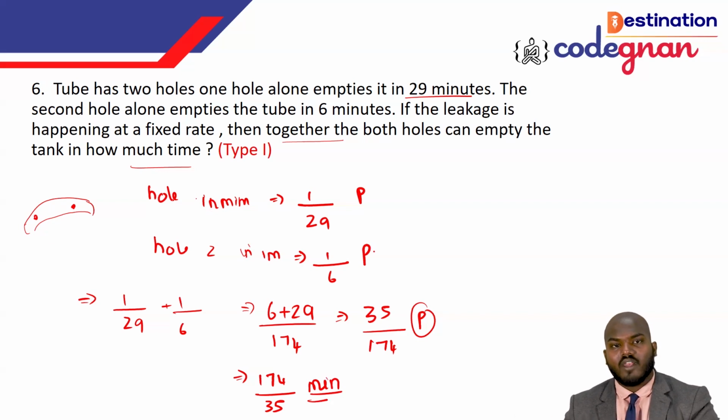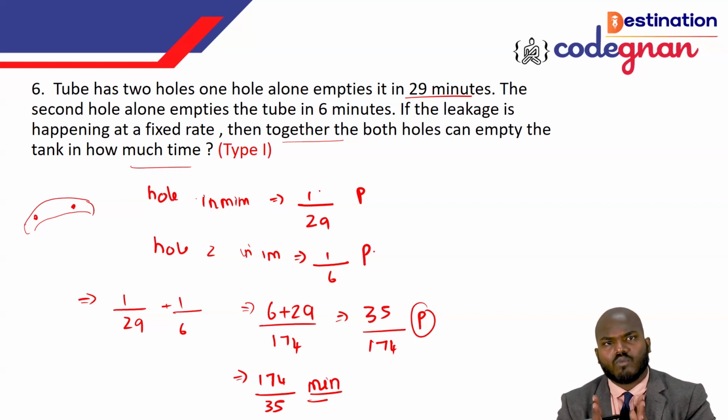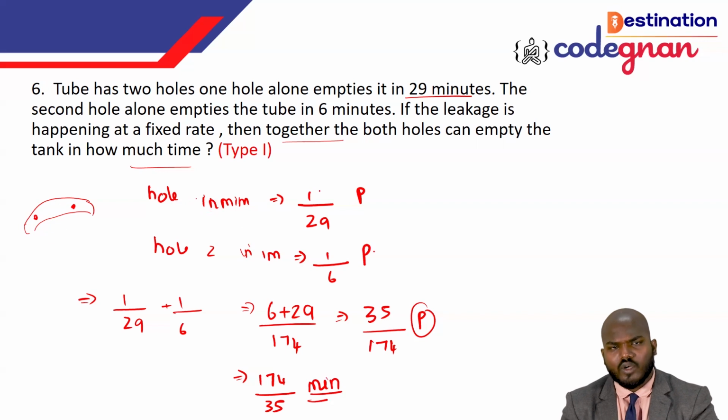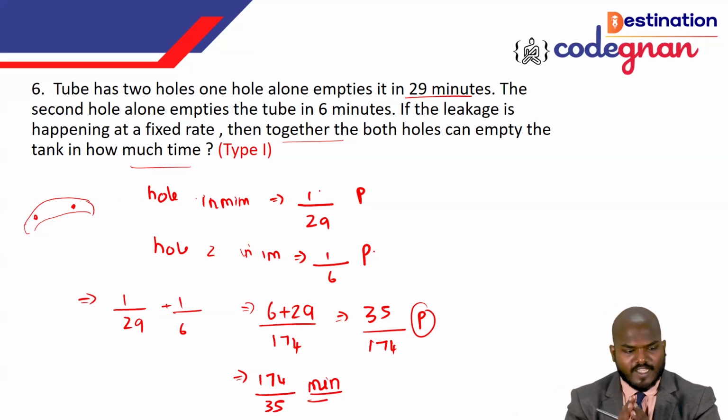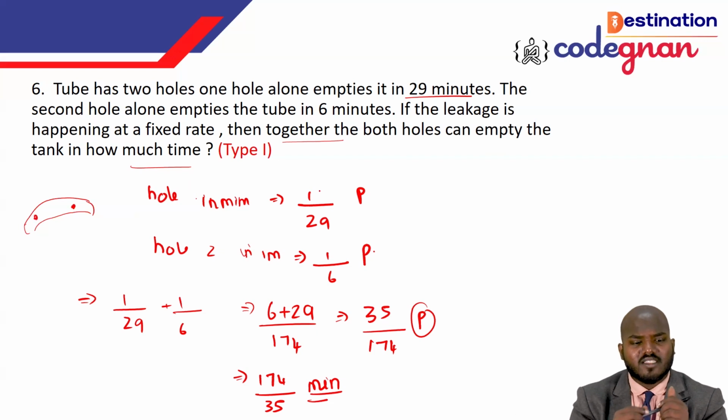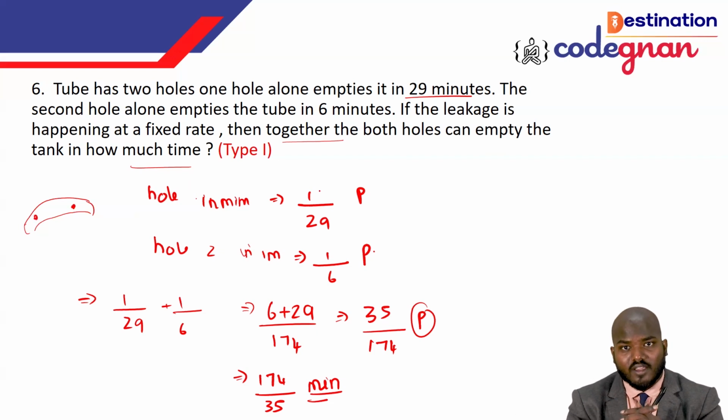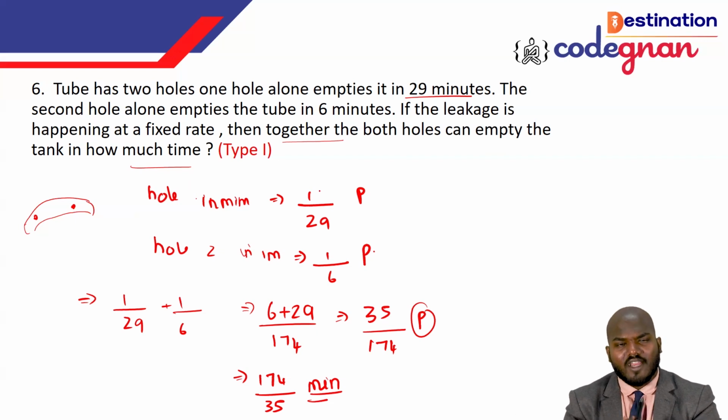So the work done by hole one in 1 minute, we can call it 1 by 29 part of the work. Similarly, hole 2 does 1 by 6 of the part in 1 minute. And if the leakage is happening and both are working together, how much time will it take to flatten the tire or the particular tank?